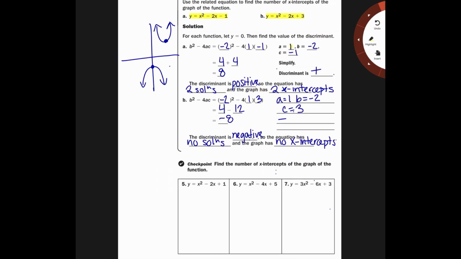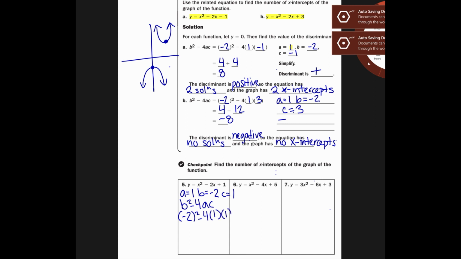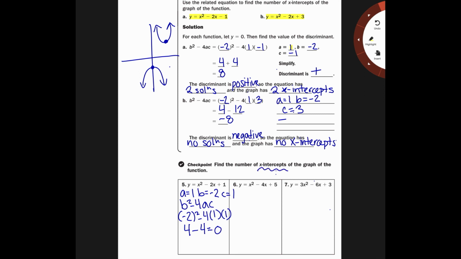Okay, so we're at the very end of the lesson. I'm going to do one of the checkpoints with you. So let's look at number 5. Same as before, I have an a of 1, a b of negative 2, and a c of 1. So I'm going to use my b squared minus 4ac. So it'll be a negative 2 squared minus 4 times 1, which is a 4, minus 4, which is a 0, and a b squared minus 4ac of 0 gives me one solution, but it doesn't want solutions, it wants x-intercepts, so my answer is 1 x-intercept.